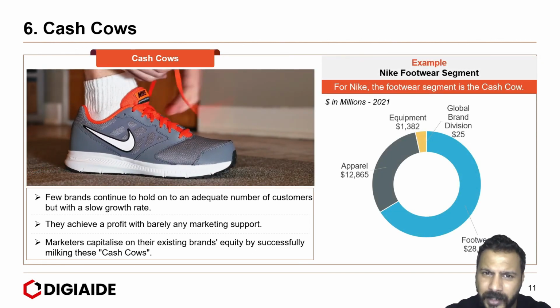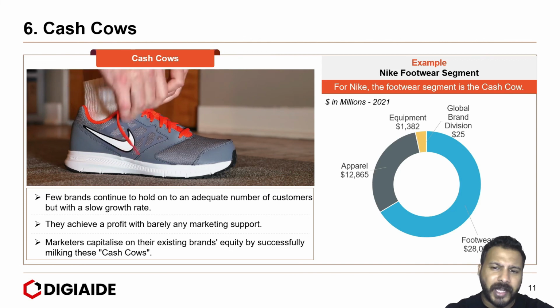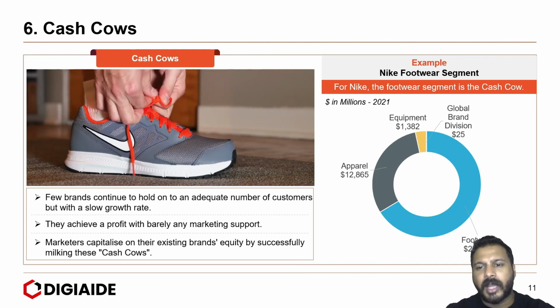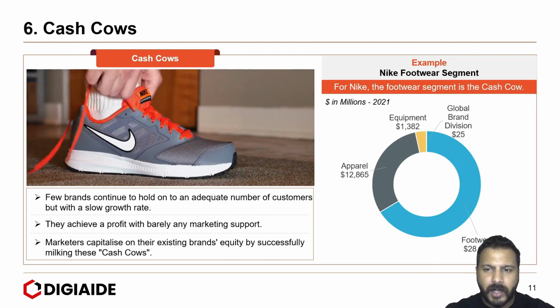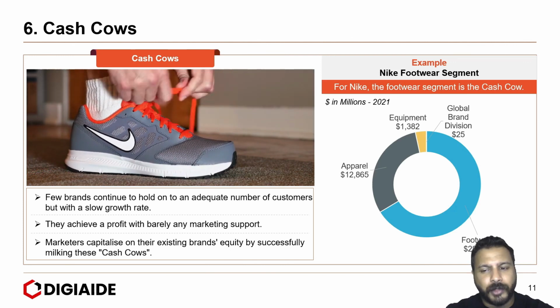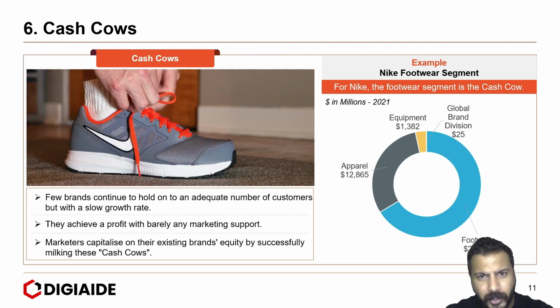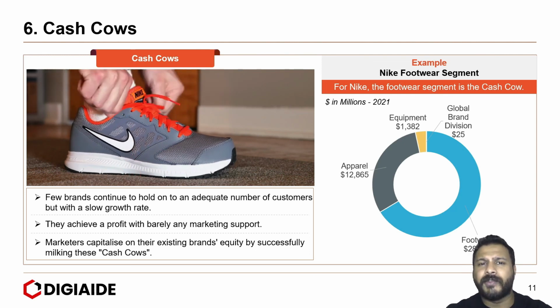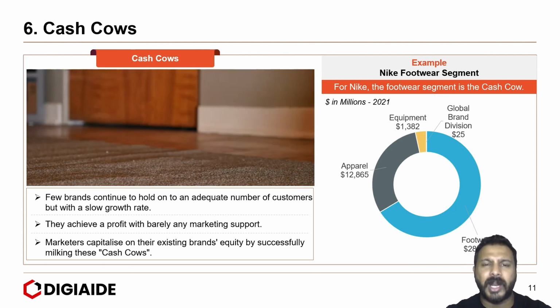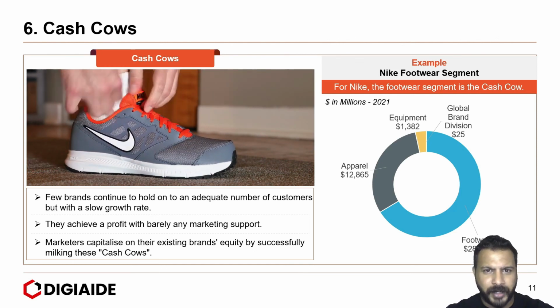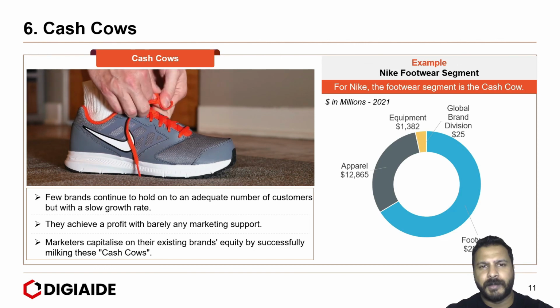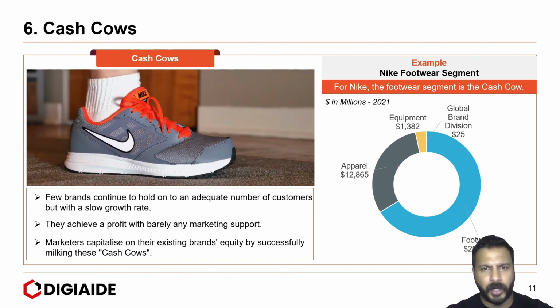The best example in this case is of Nike's footwear segment, which, as you can see, accounts for more than 75% of the revenue for Nike. In 2021, revenue from Nike footwear stood at a whopping $28 billion. So for Nike, its footwear segment is the cash cow segment, which ultimately earns the money that can be pumped into other apparel of the company. So that's it, folks. This brings an end to the topic on enlarging your product portfolio.